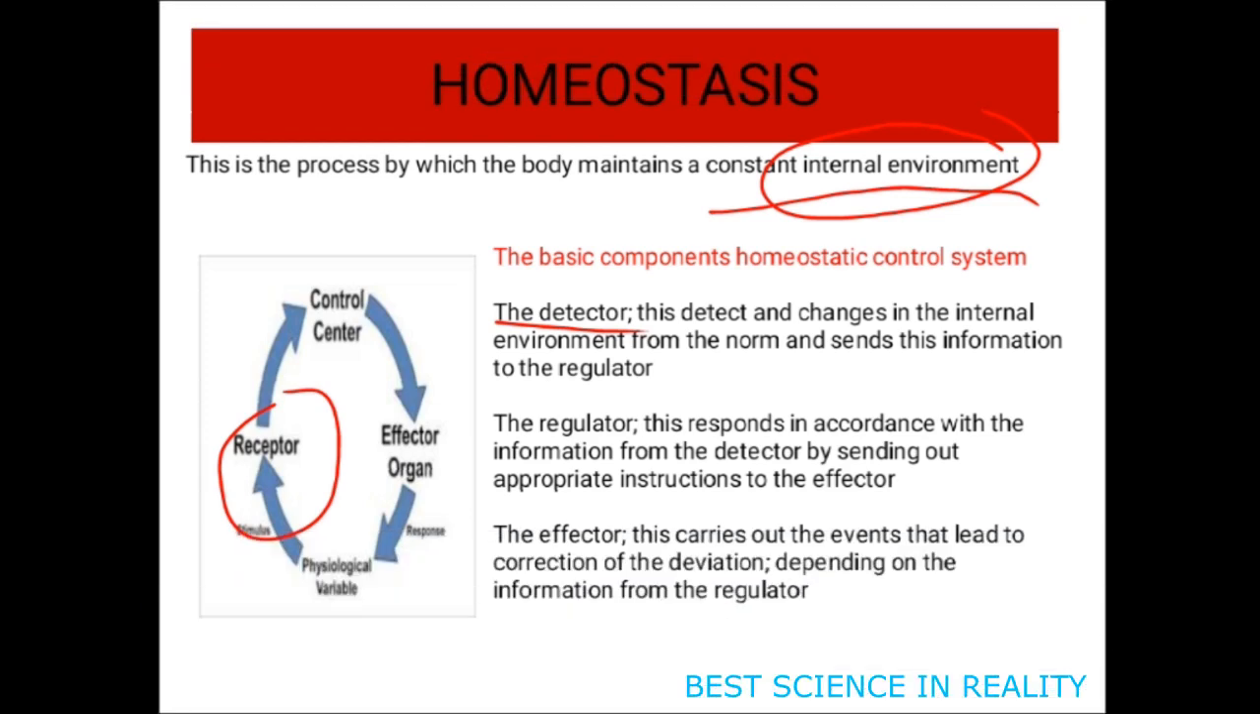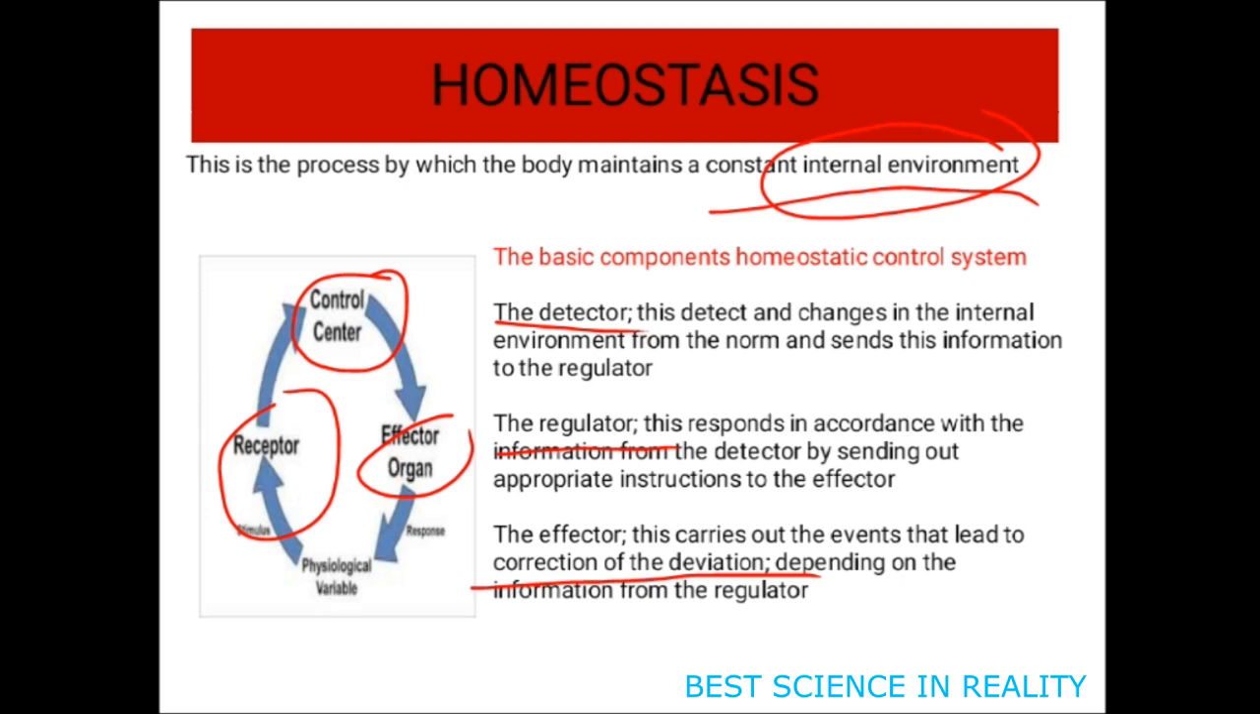After the receptors respond, detecting that there is any deviation from the normal set point, they send signals to the control center, or what you call the regulator. The regulator will respond in accordance with the information from the detector, and it is going to send instructions to the effector. These effectors are target organs which are supposed to carry out events which are going to correct the condition or the environment back to the normal set point.